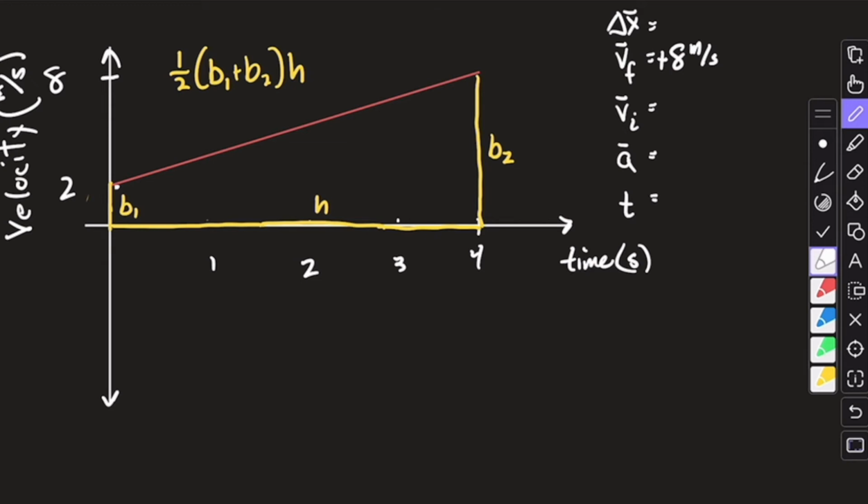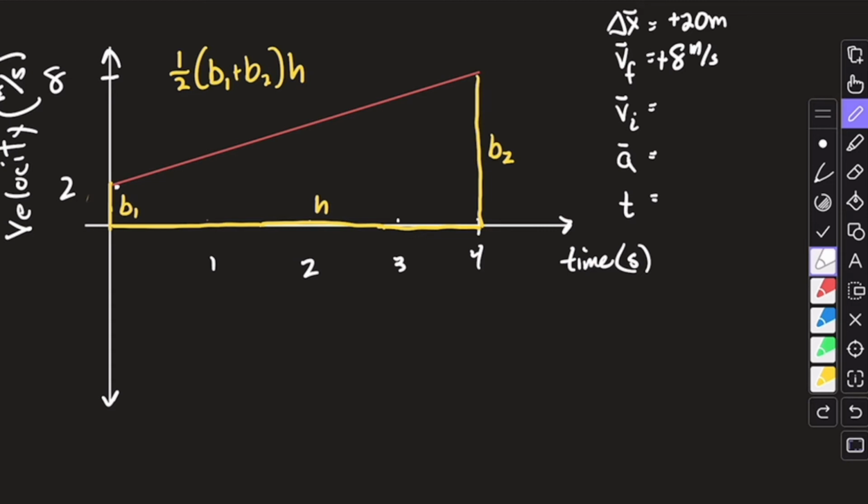So, let's see. Luca, can you give me another piece of information? Delta x is positive 20 meters. Did you get that by finding the area? Excellent. Does anybody need help with that? I'm thinking this is 8, this is 2, that's 10. 1/2 of 10 is 5, and this is 4. 5 times 4 is 20. So, moving right along, let's go to another table. Victoria, can you give me a piece of information?